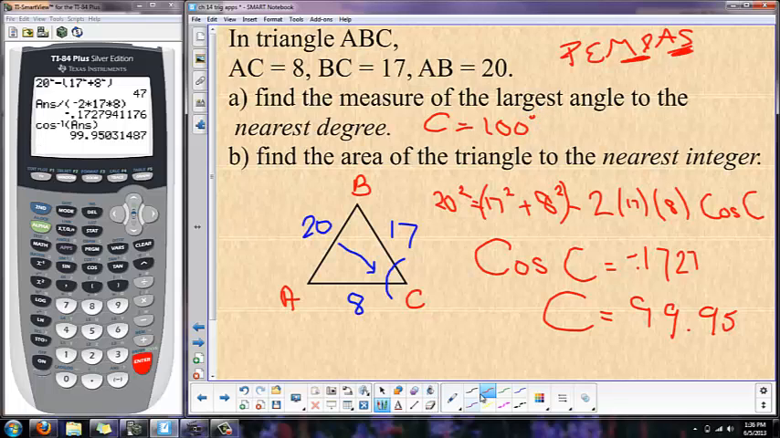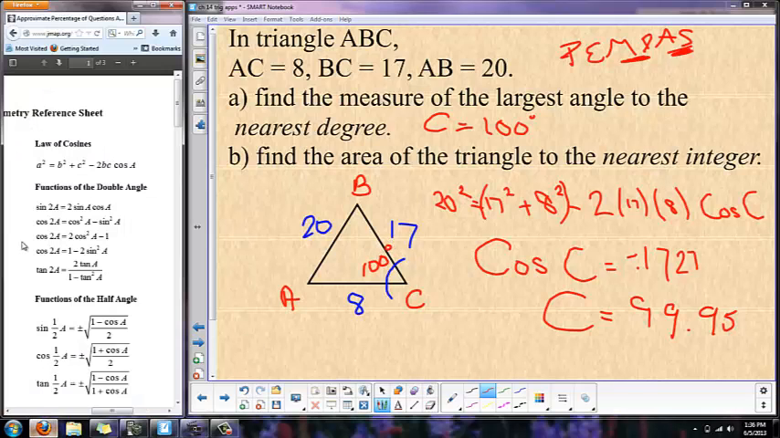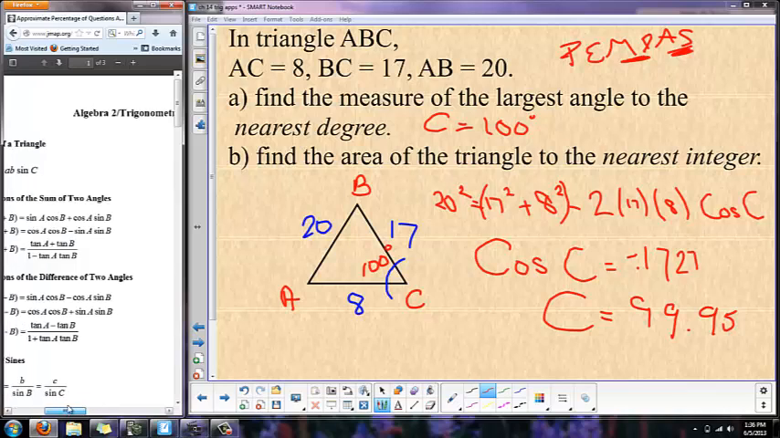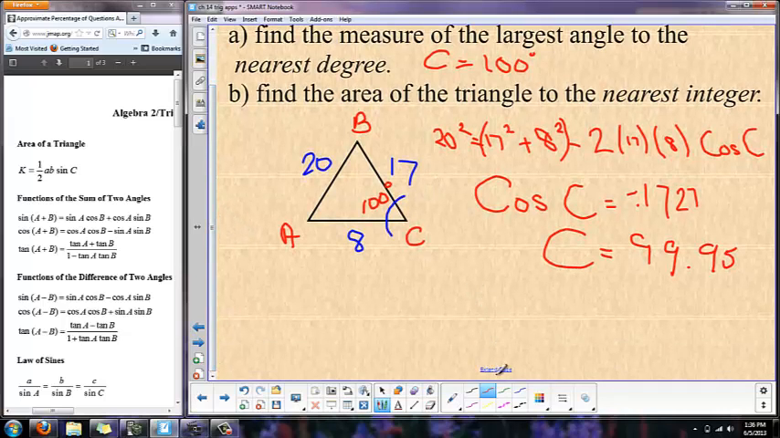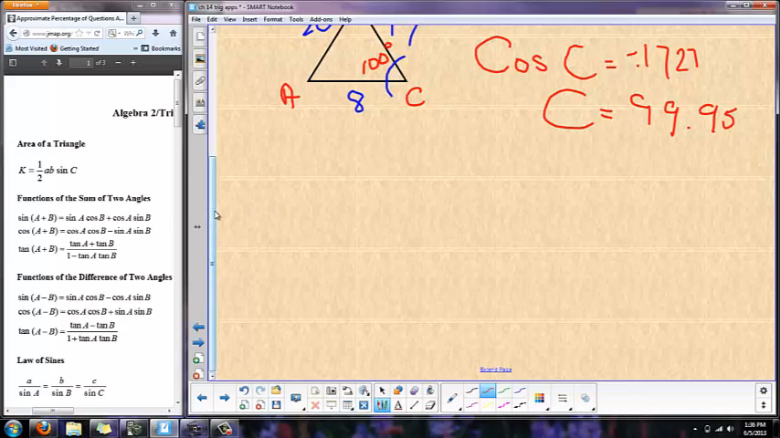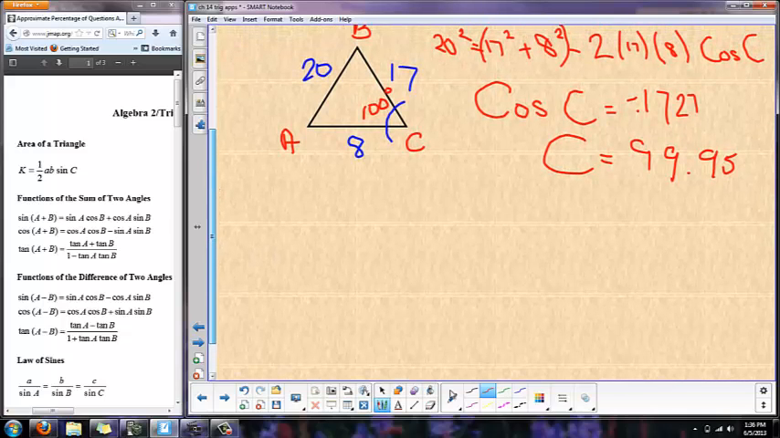Okay? Now that I know that information, it wants me to find the area of the triangle. And for the formula with area, you need to know one of the angles. Area is 1/2 ab sine C. So we needed to know what one of the angles was. That's why they asked us to find the angle first. So now I'm going to figure out that part of the problem.